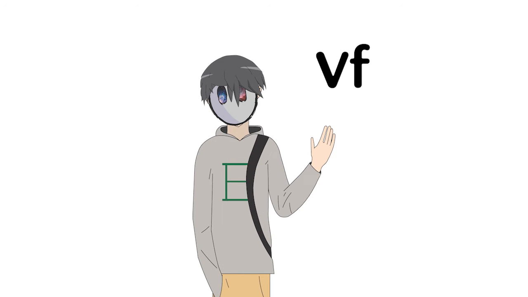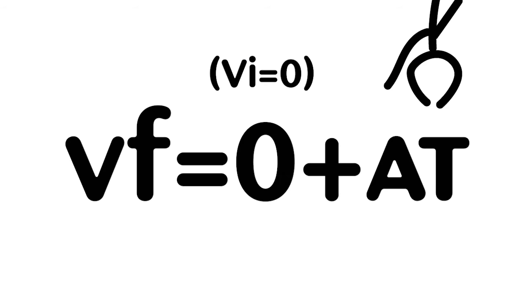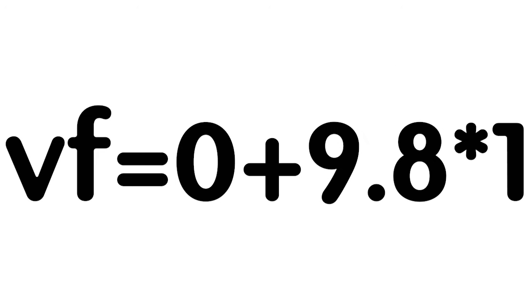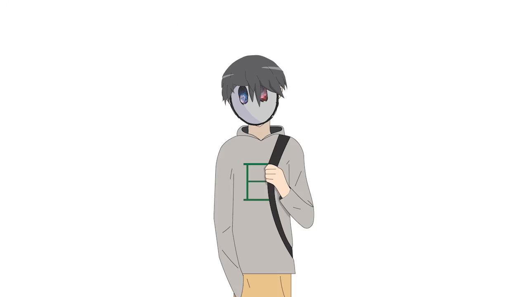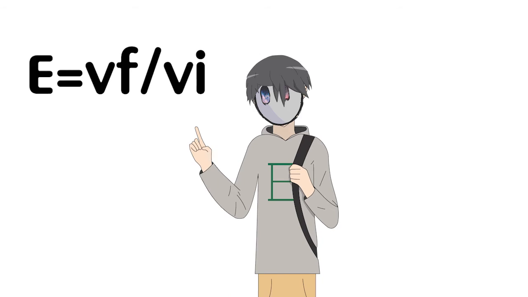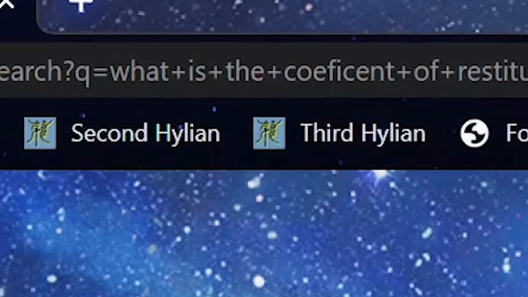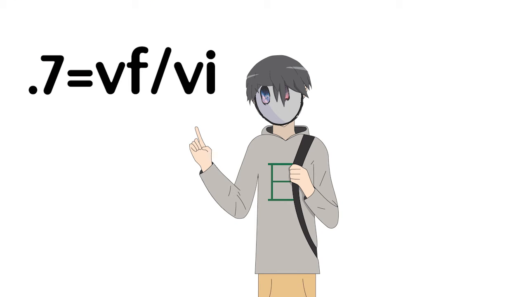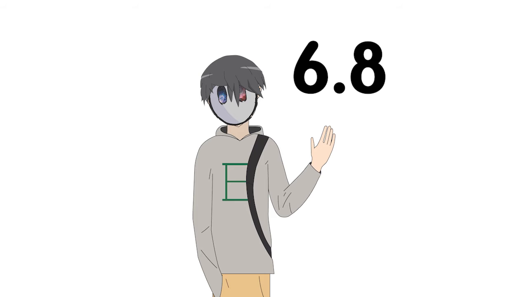Now we have to find the final velocity by using this equation. It's very simple, so I'll talk quickly. A equals 9.8, t equals 1, and bada bing, bada boom, we have our final velocity. Next, we again do a simple plug-in and do math equation. Plug in 0.7 for e because according to Google, a golf ball has an e, or coefficient of restitution, of about 0.7, and initial velocity as 9.8, and bam, 6.8 as our bounce velocity.